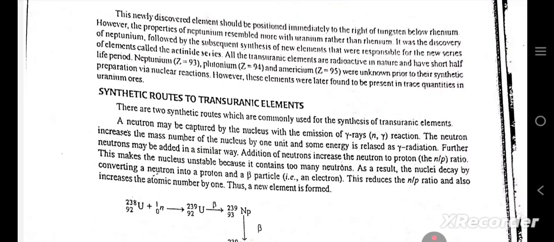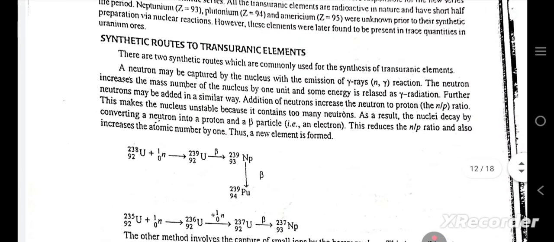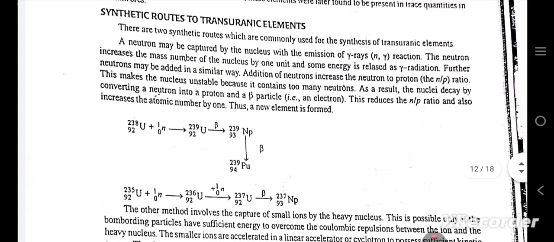All the transuranic elements are radioactive in nature and have short life periods. Neptunium, plutonium, and americium were known prior to their synthetic preparation via nuclear reactions. However, these elements were later found to be present in trace quantities in uranium ores.